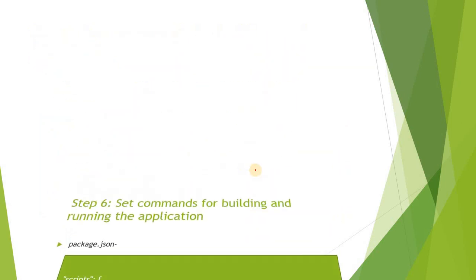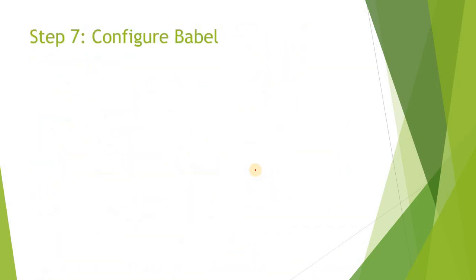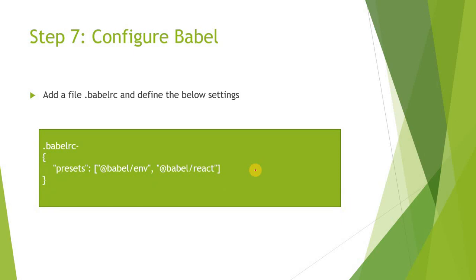In the next step, we will configure the settings. For configuring Babel, you have to create a file named .babelrc in which you define the particular settings. With these settings, it will transpile your React code.